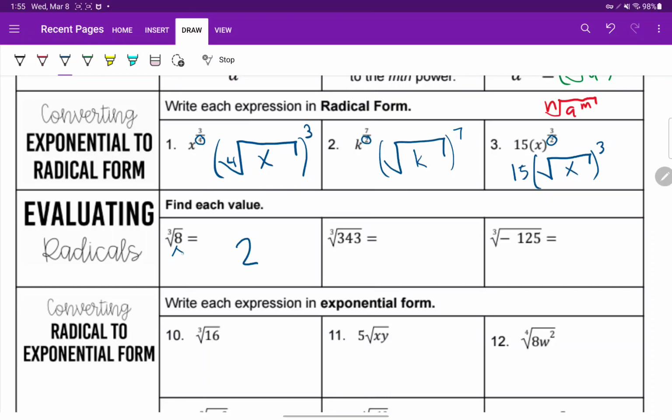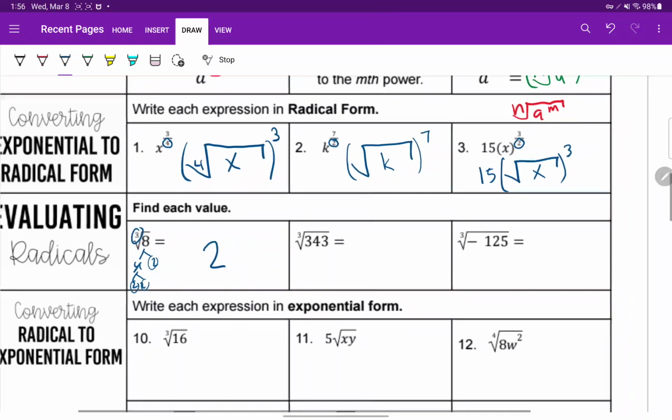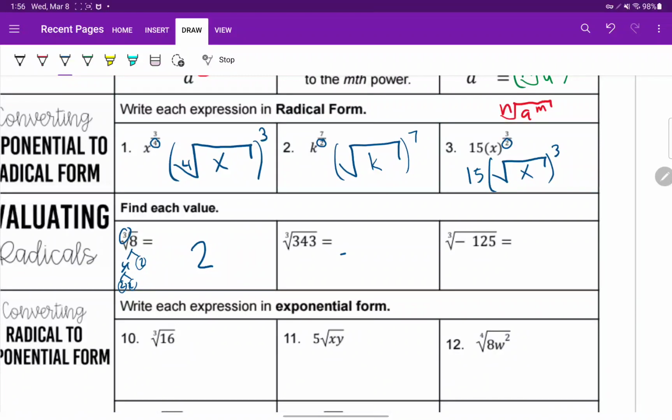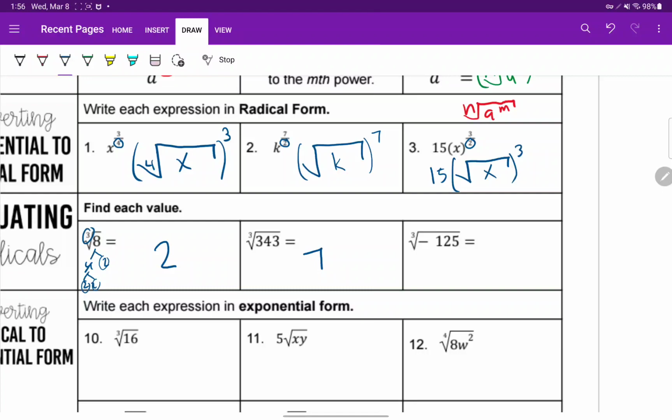And you can always just break that down, like 4 times 2 and 2 times 2, and since it's a cube root, we're looking for groups of 3, so we have 1, 2, 3 2s, which gives us a 2. The cube root of 343 is going to be 7. And now this one is interesting because we have a negative in there, but since our index is odd, we can have a negative real solution. So hopefully you recall that the cube root of 125 is actually 5, and we have that negative inside, so that makes it negative 5.